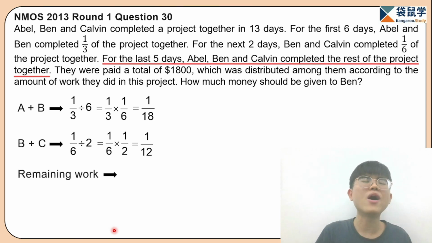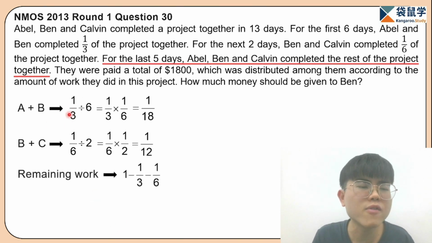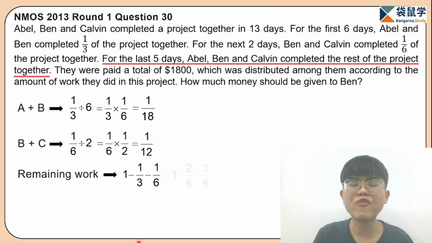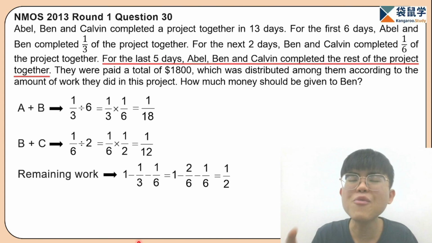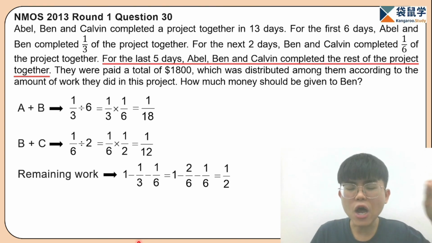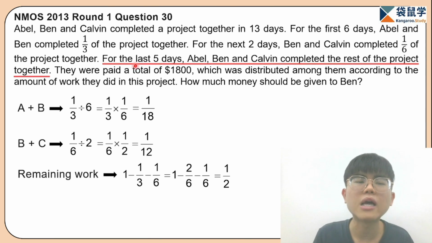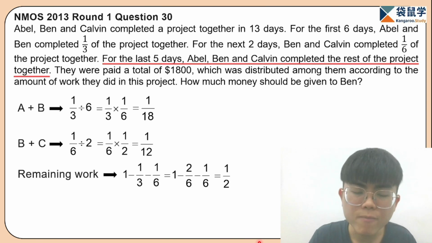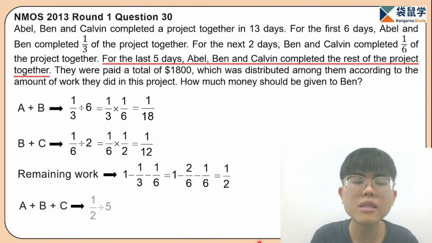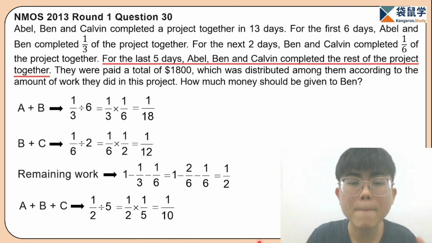For the remaining work, we just have to use 1 minus the 2 previous work done, 1/3 and 1/6. So from here, we will get that the answer will be just 1/2. This is the remaining work, right? So we know that for this remaining work, the 3 of them complete it together, it will take 5 days. So to find out how much work they do for 1 day, we just have to divide it by the 5 days. So we will get that there will be 1/10 per day.